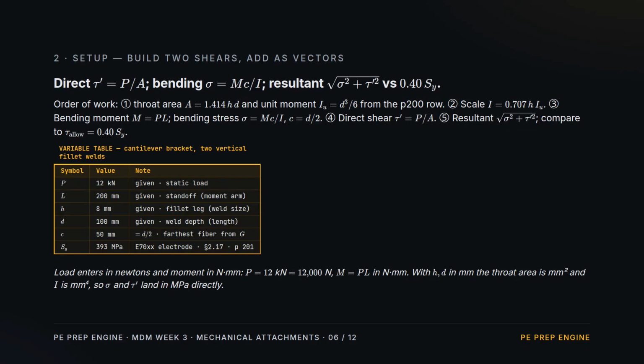Setup. Build two shears and add them. First, throat area and unit moment from the table row. Second, scale the unit moment by the throat. Third, the bending moment is load times standoff, and the bending stress is MC/I, with C at the far fiber. Fourth, the direct shear is load over throat area. Fifth, combine as a vector sum and compare to 4/10 of yield. The table holds the givens. Keep force in newtons and lengths in millimeters, and the stresses come out in megapascals.